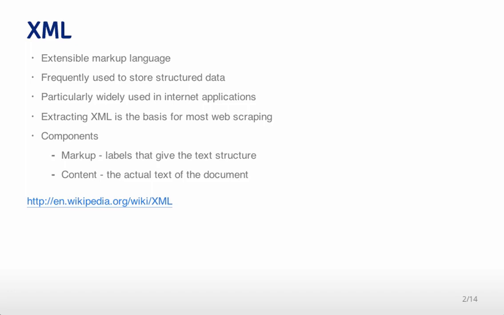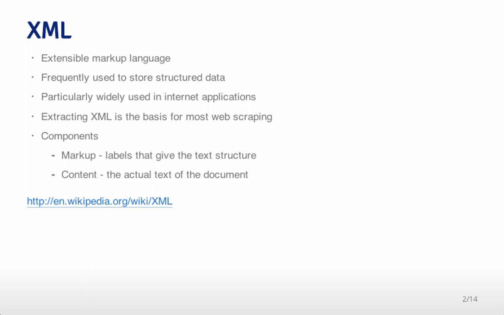You'll see it a lot when you're doing things like web scraping or trying to get data from an internet API, or trying to download data from, say, an open data website, like an open government website. Extracting XML is actually the basis for most of the web scraping that you'll see.